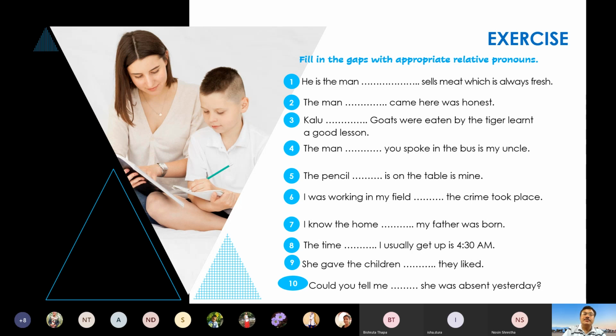She gave the children what they like. What they liked. Could you tell me why she was absent yesterday? Yeah, why she was absent yesterday. So got all 10 answers? Yes, sir. Good.